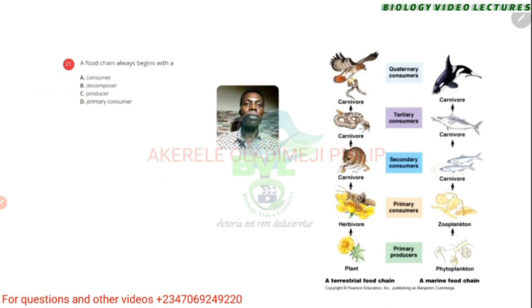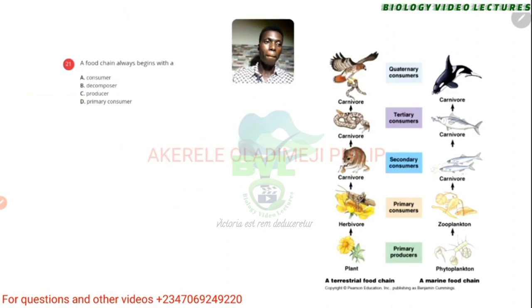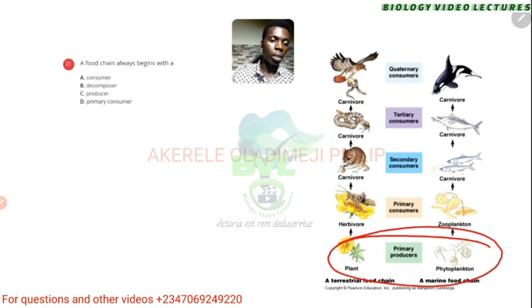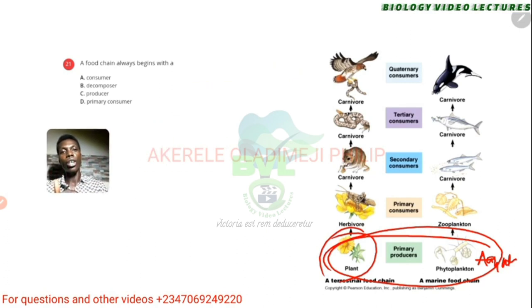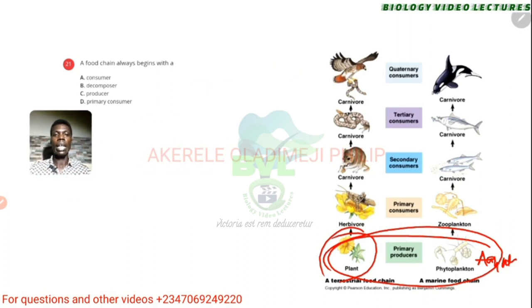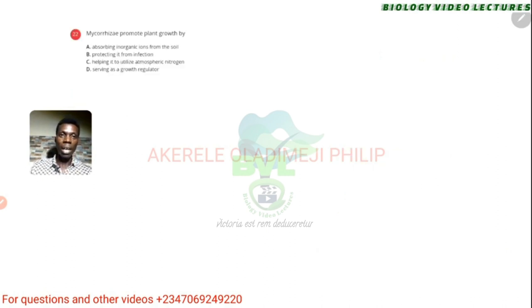Now, the food chain always begins with what? With a producer. Whether it is aquatic or terrestrial, every food chain must start with a producer. It is a must. They are the ones that start the whole thing. So the answer is C, producer. Whether primary producer or just producer for short, it means the same thing. Producer must be the beginning of every food chain.